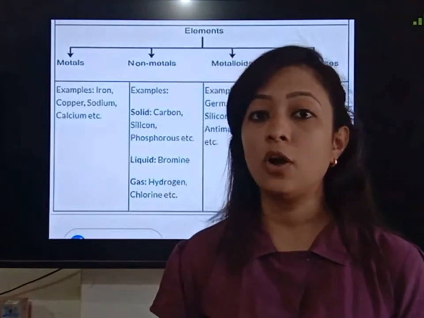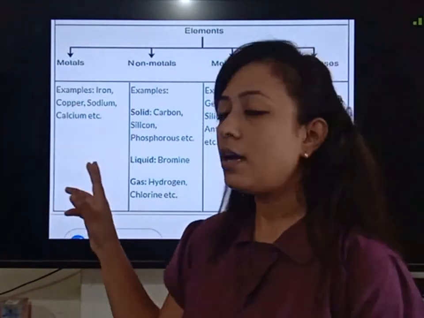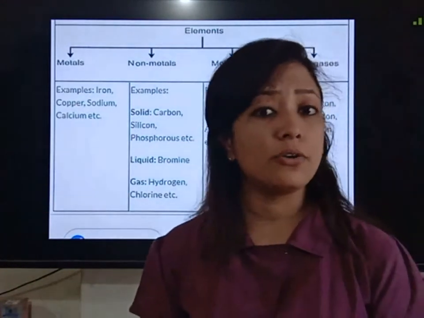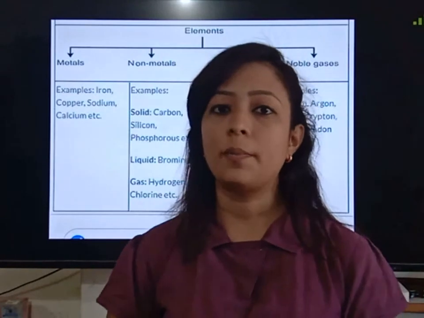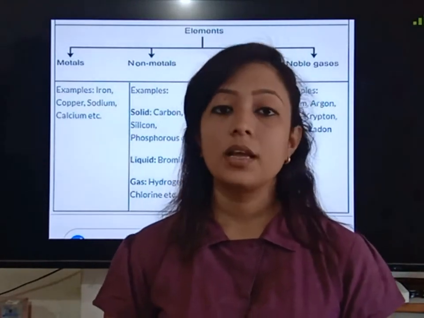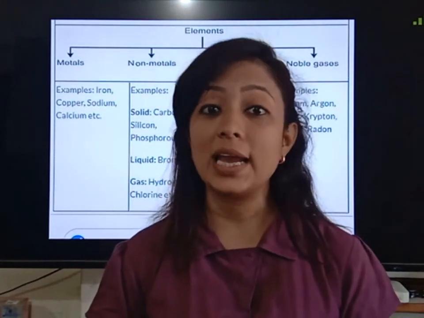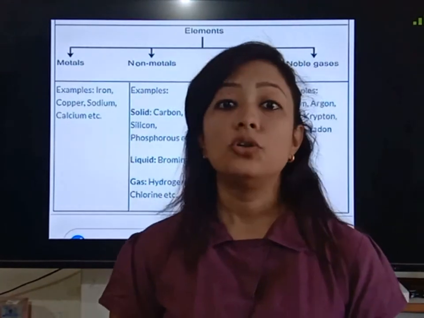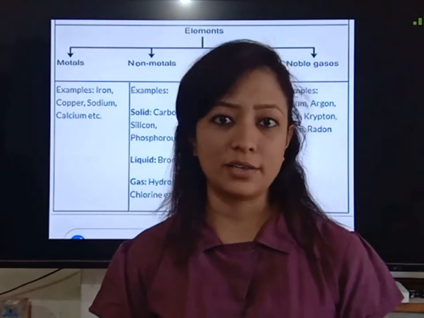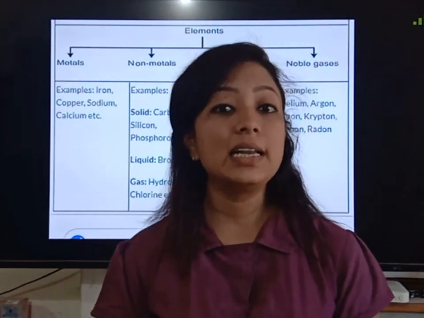That is called property of sonorousness. So metals are sonorous while non-metals are non-sonorous. Next property is lustrousness. Metals are lustrous, means metals give a shiny appearance, while non-metals are non-lustrous. They have the dull appearance.